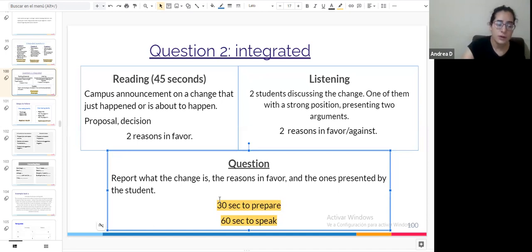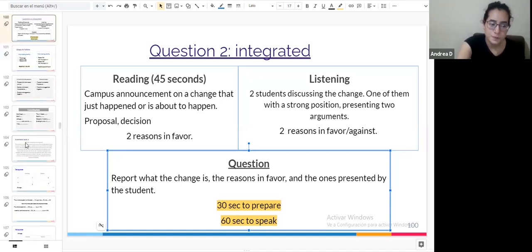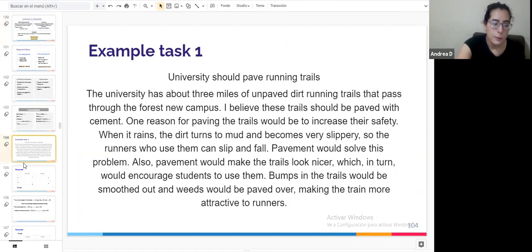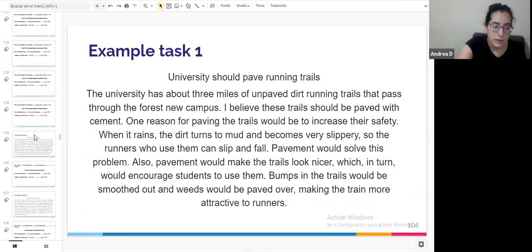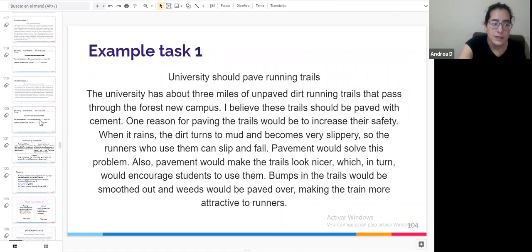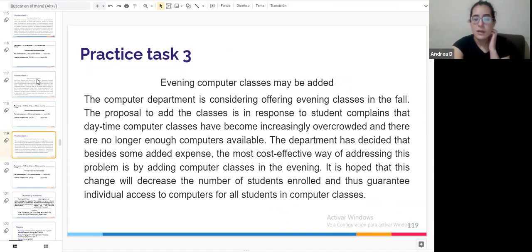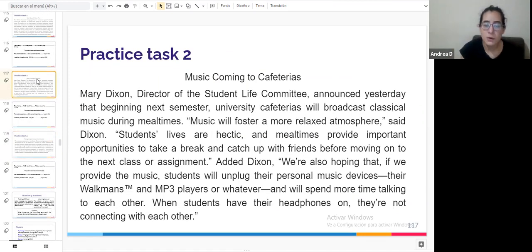Okay, now let's talk about what you actually need to do. First thing, when you read, this is all going to be about campus, about college, basically. So that's why I always say it is important that you have some vocabulary as college life refers to. If you have some college vocabulary, that's really going to help you with this task. So make sure to check that out.